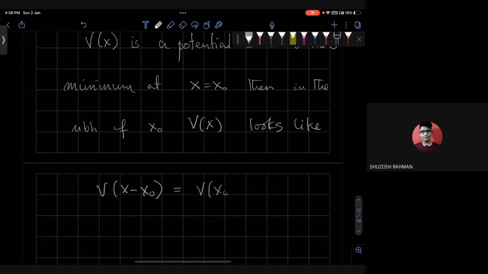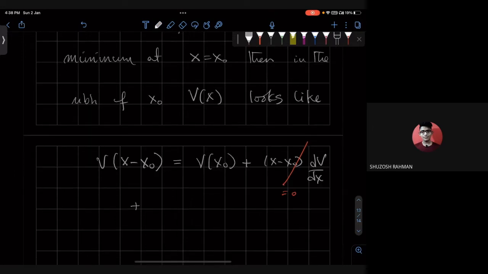V of x naught plus the first derivative, x minus x naught dV by dx. This term is 0 because it's a minimum, right? Plus the leading term, x minus x naught squared, d squared V dx squared evaluated at x equals x naught, plus higher order terms. Right? Is that clear?